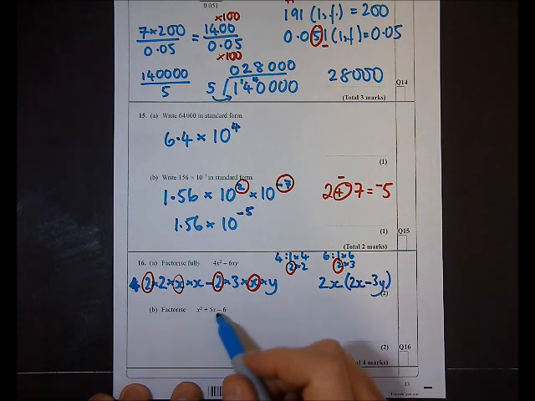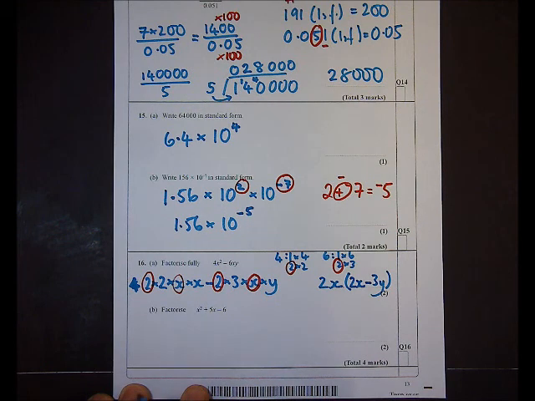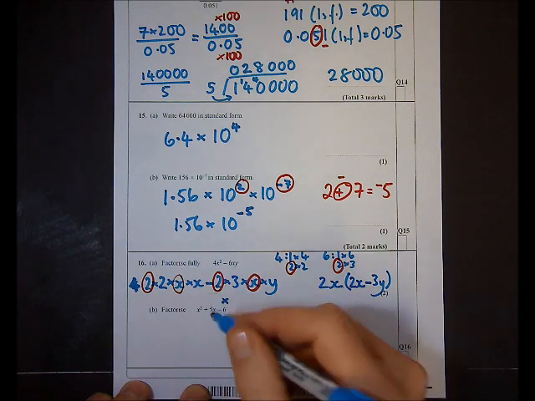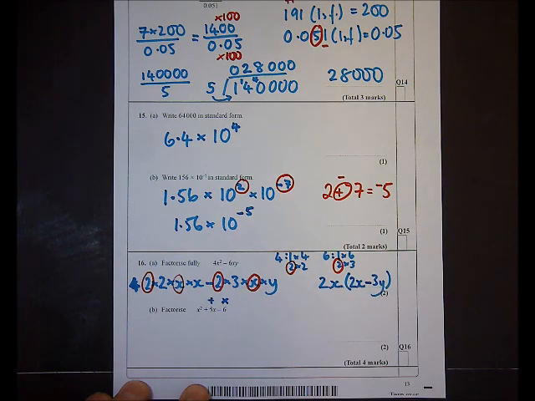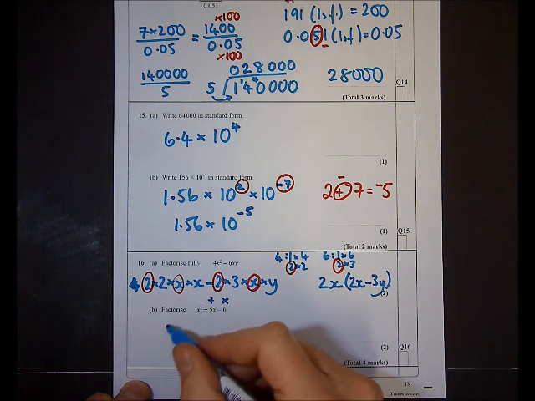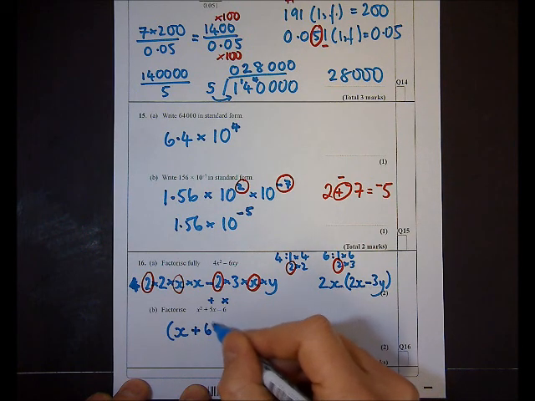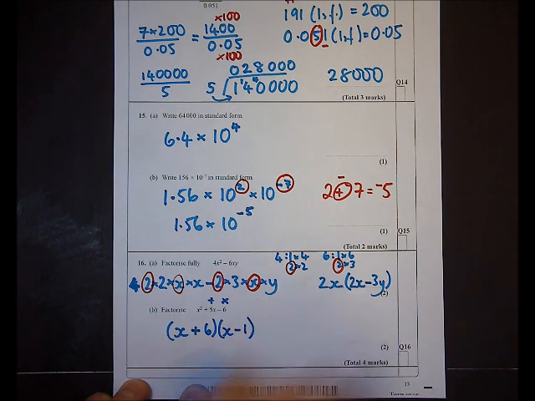In part B, I've got a quadratic, x squared plus 5x minus 6. So what I need to do is find two numbers that multiply to give me negative 6 and go together to give me positive 5. Now, the answer here is going to be x plus 6 and x minus 1. And I can do that by inspection.